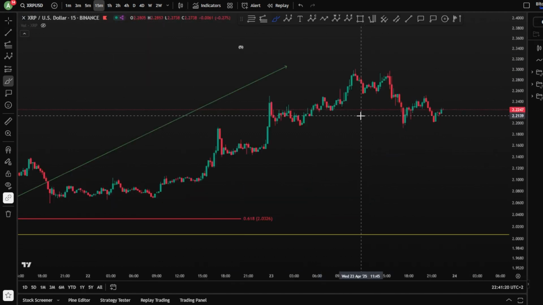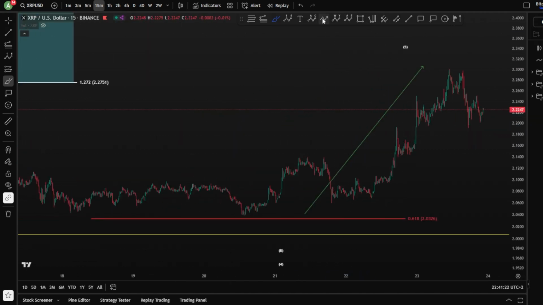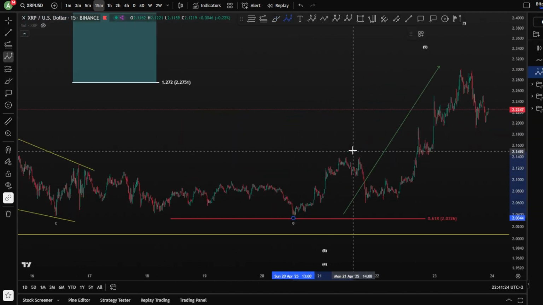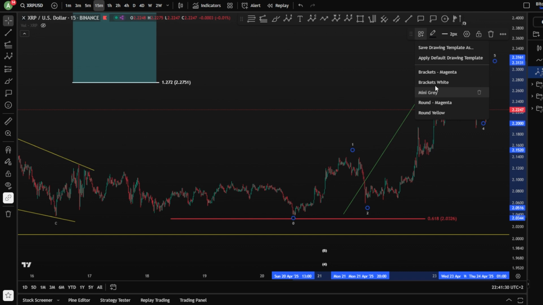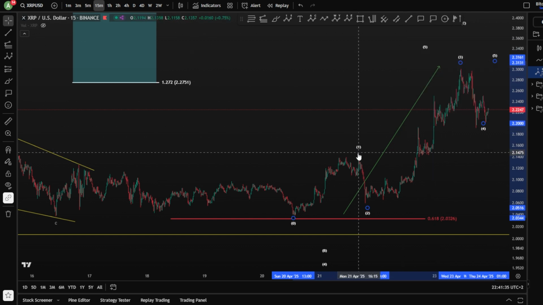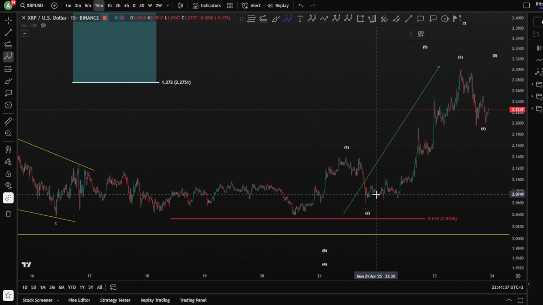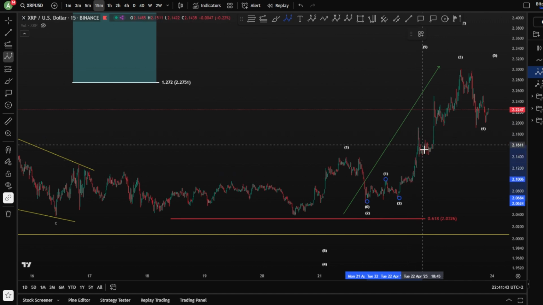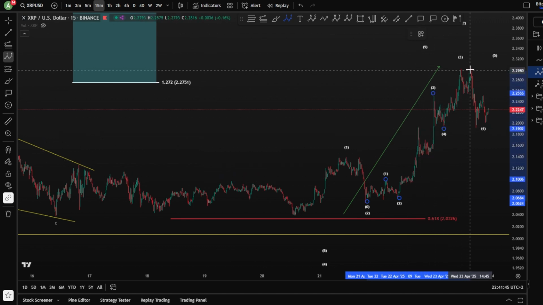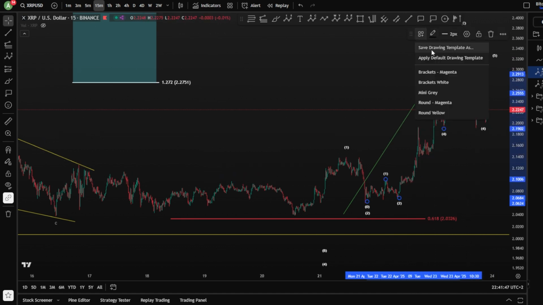Let's check on the 15-minute chart. So let's label this, guys, to start as if we have 1, 2, and then we're looking for 3, 4, and a 5. This should be the brackets in white. We have inside it a wave 1 here. Wave 1, 2, and then 1, 2, 3, 4, and a 5, 3, 4, and a 5 in gray.